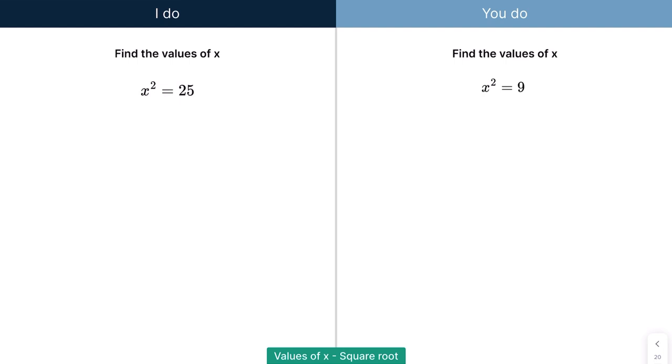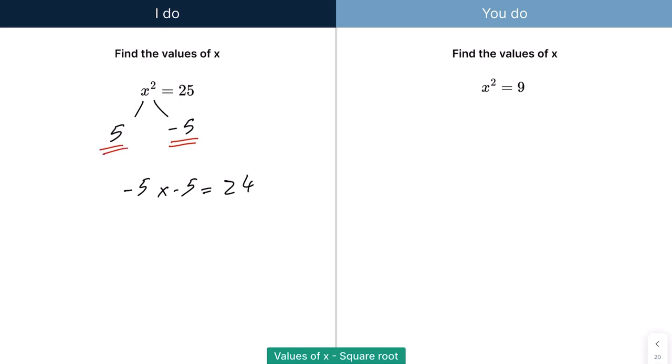Now, the question here is slightly different. It's saying find the values. Notice the S, the values of X. So you look at this and you might say, well, actually, surely the answer is 5. And that's not wrong. That is right. 5 squared gives us 25. But the answer is also minus 5, because if you multiply 2 negatives together, you get a positive. Okay, so this has 2 possible answers.